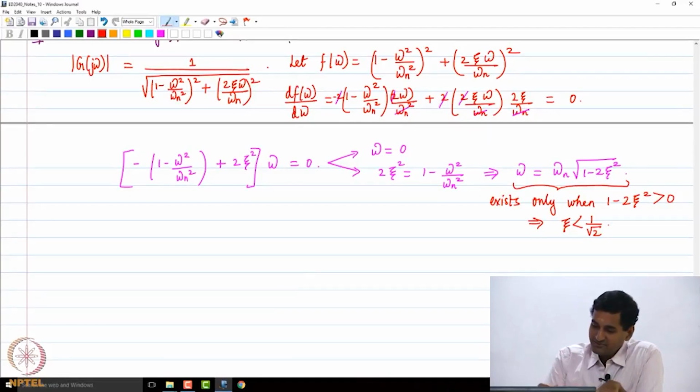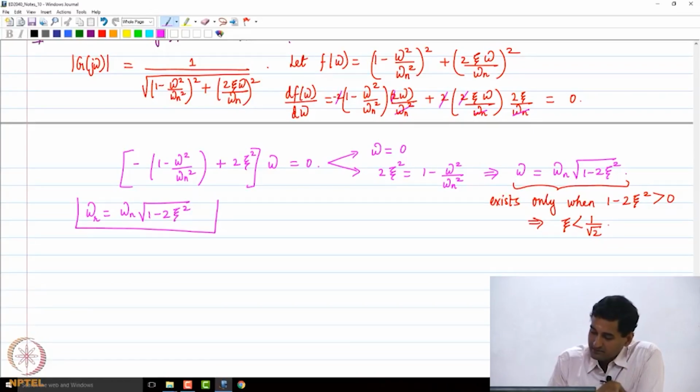So this frequency ωr is called as the... have you encountered this frequency before? This is what is called as a resonant frequency.